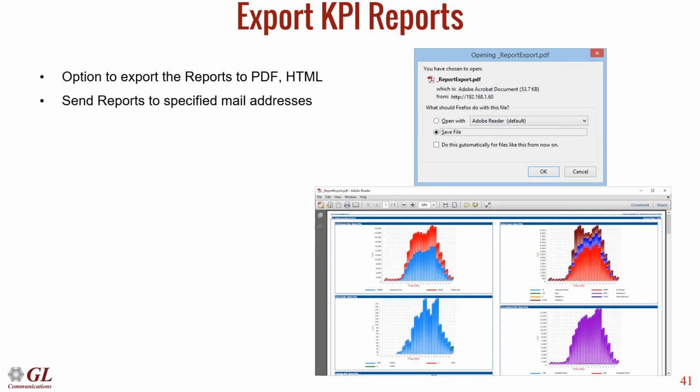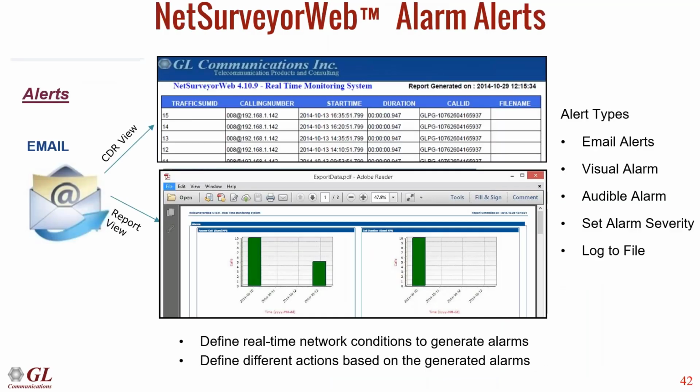And in the next slide, as I mentioned, all these reports we can export to PDF or HTML, and we can send them to specified mail addresses. We have an option to configure the mail addresses so that we can exchange these reports with different users or other teams, so that they can look directly into the reports to understand the behavior of the network.